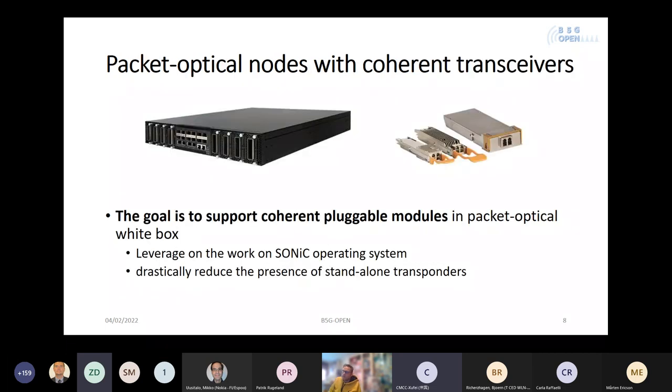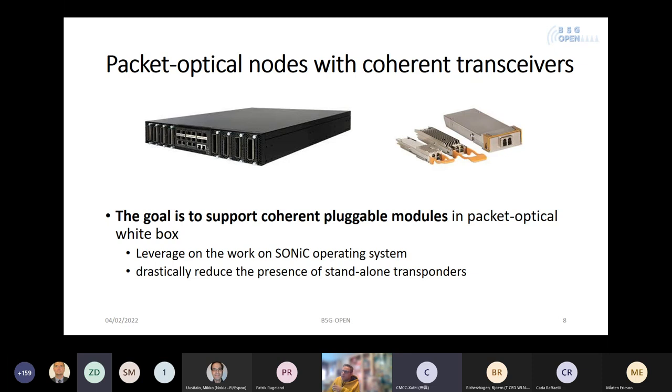And for the transmission, our goal is to create packet optical nodes. Okay, so the pluggables that will take care of transmitting the bands will be inside the packet boxes. Ideally, we will start working with open operating systems like SONiC.